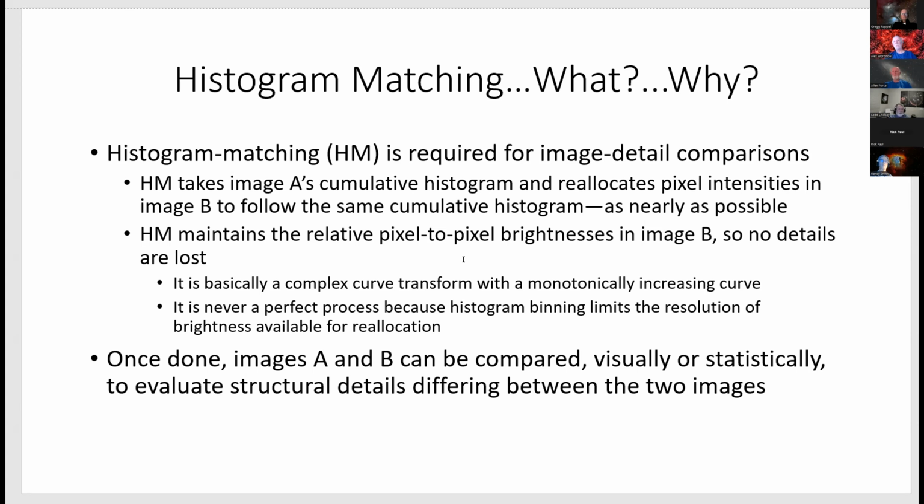His pixels are binned. If you have 8-bit pixels, then the 8-bit binning is limiting you. If you have 16, then the 16-bit resolution or binning is what limits you. Once done, images A and B can be compared either visually or statistically, and they can be blinked, and it means something because they now have the same distribution of brightnesses as each other, or at least close to it, as close as you can get.